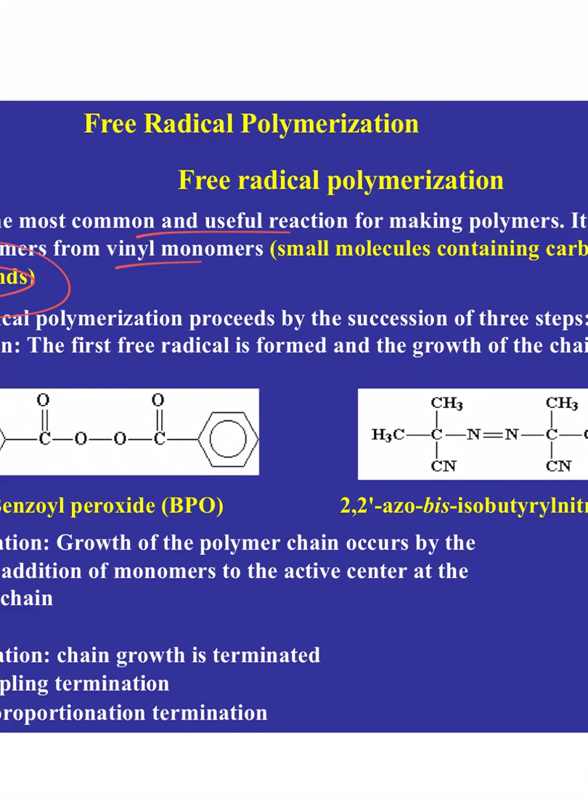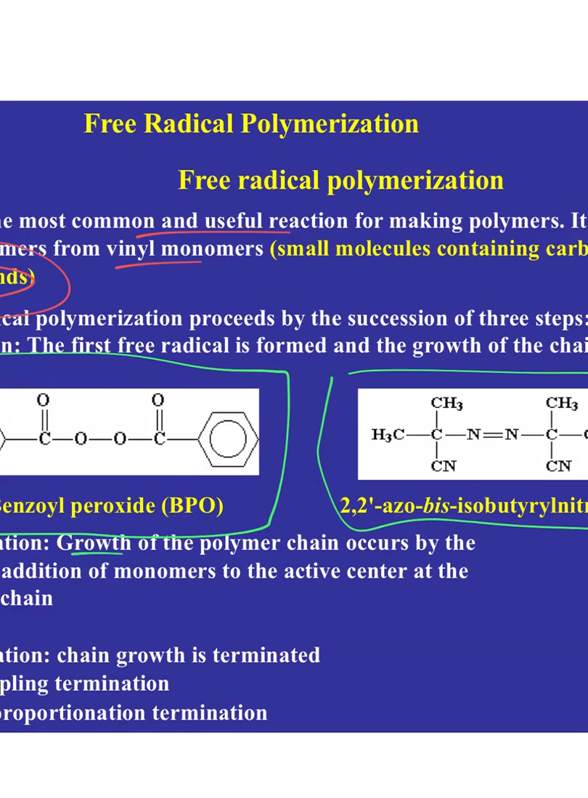And we have key aspects of this that kick the process off. These initiators, AIBN or BPO. Okay. Again, you don't need to memorize those structures, but you need to know how they work. All right, what do they do? How do they kick the process off? Why are they so darn important?